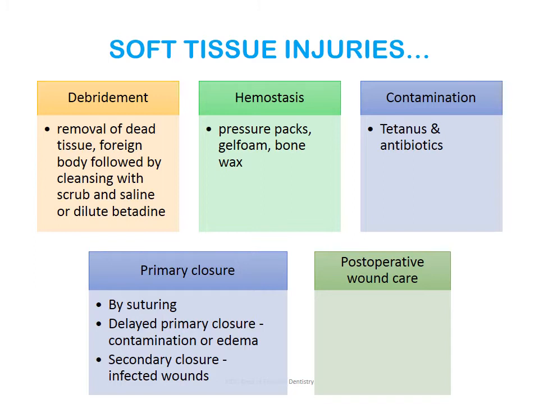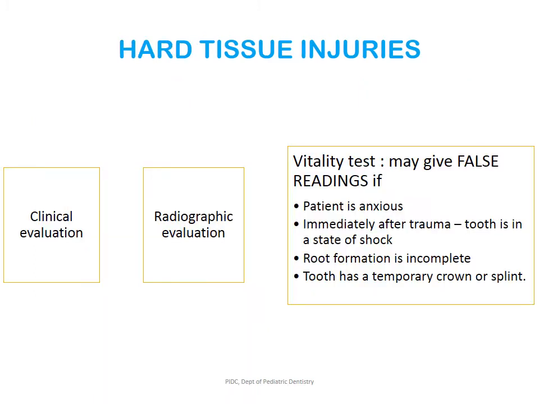Hemostasis is to avoid any excess loss of blood from the body by application of pressure packs, gel foam, bone wax. Any contaminated wound needs to be treated with antibiotics and tetanus toxoid has to be given. Next, the primary closure is by suturing. Delayed primary closure is done in contamination or edema. Secondary closure is done in infected wounds. Then the post-operative wound care needs to be taken care of.